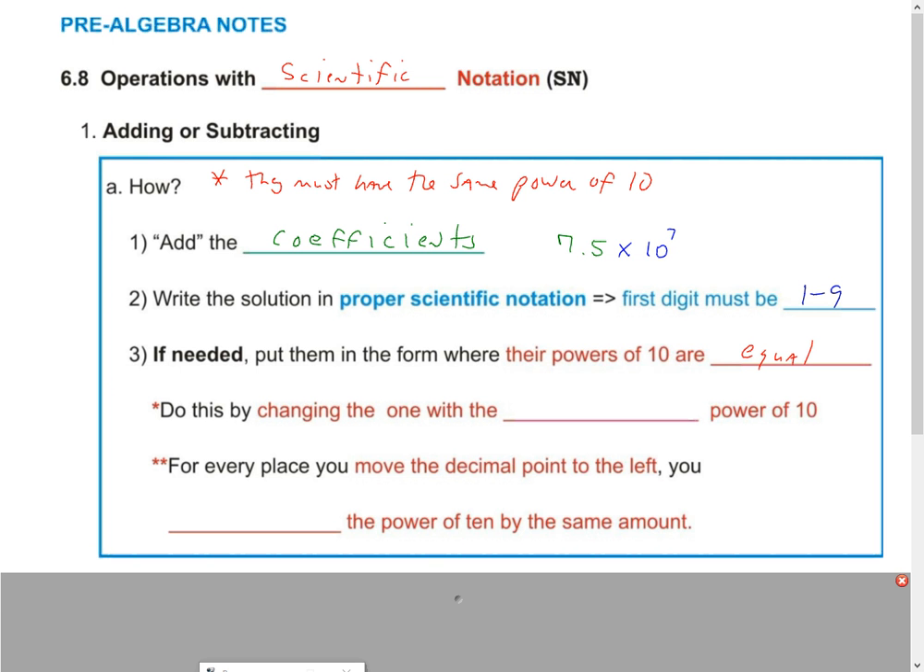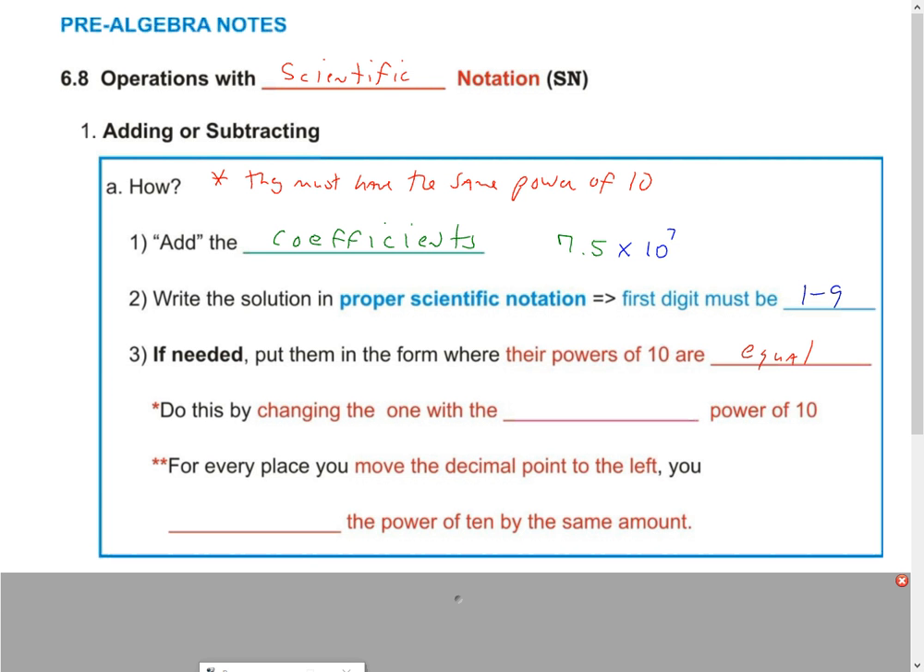If needed, put them in the form where the powers of 10 are equal. So really what we're doing is we're taking a number that is in correct or proper scientific notation and putting it in improper scientific notation. I'm going to say, Mr. Scarfi, why would we do something like that?